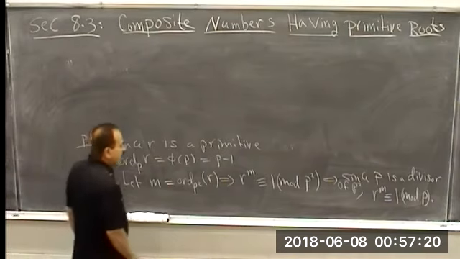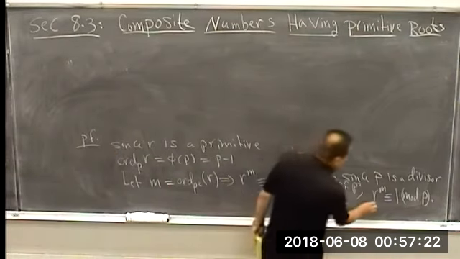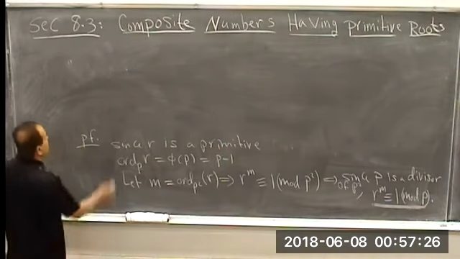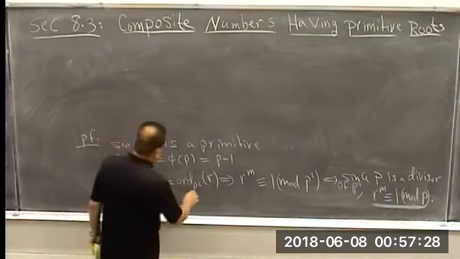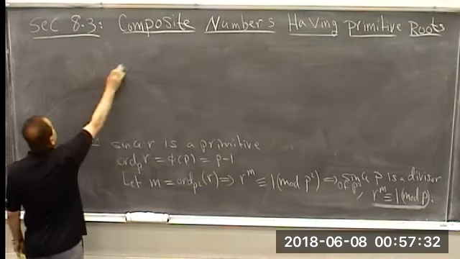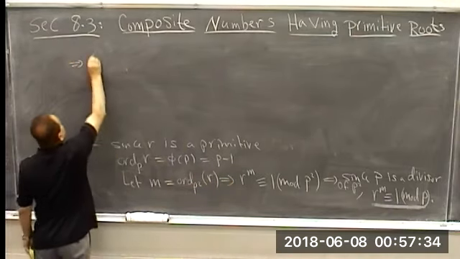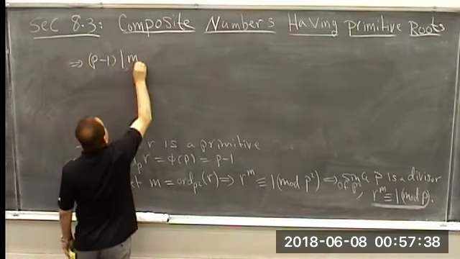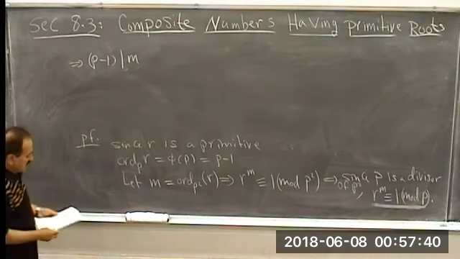So we have this congruence, which does hold mod p, so it means that phi of p, which is p minus 1, divides m. So that implies p minus 1 divides m, because this is the smallest. All right?